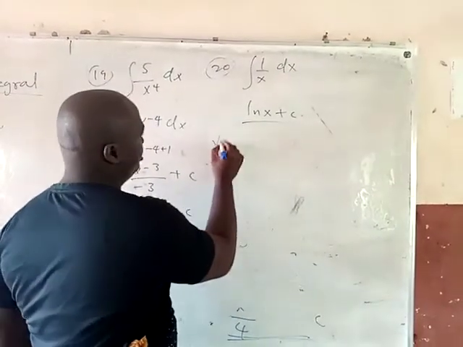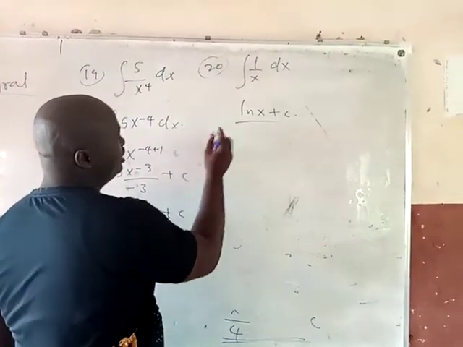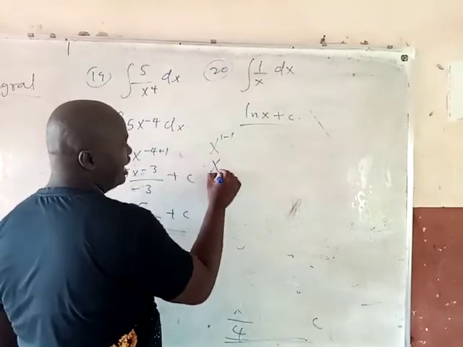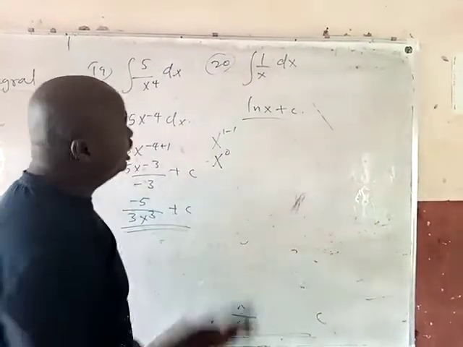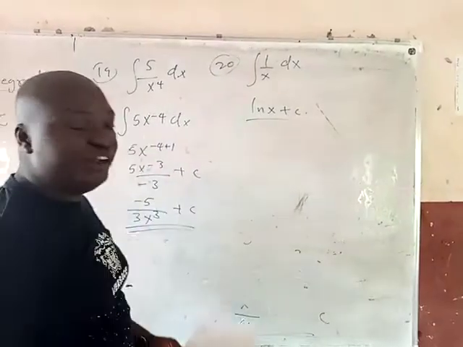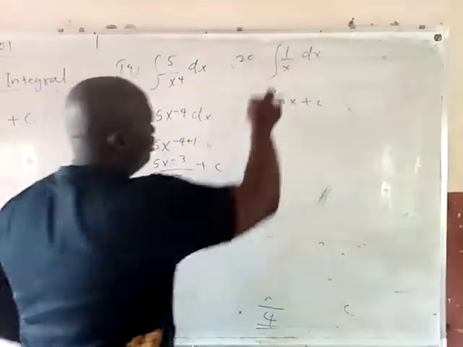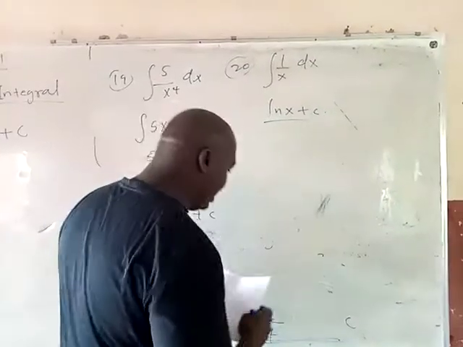Because this will now be x to the power of 1, you have 1 minus 1, so you have x to the power of what? 0. So this will give you 1. Please, if you don't know differentiation, the video is in the playlist. So whenever you have 1 over s, what I'm going to get is ln s.